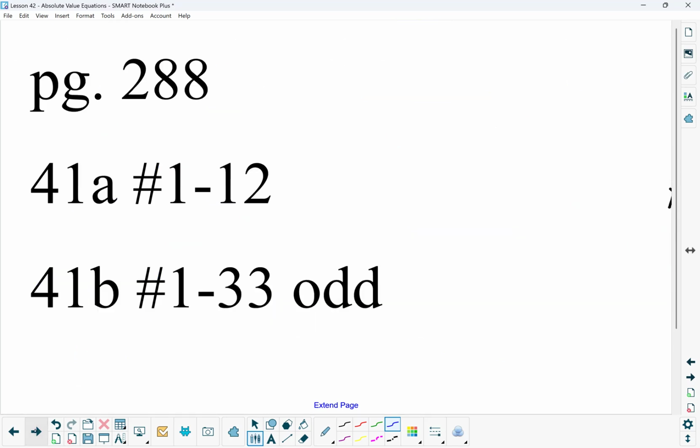All right, so for your homework, on page 288, problem set 41A, 1 through 12, do them all. Those are really quick, easy ones, probably not even a need to write down anything. And then 41B, do 1 to 33, the odds.